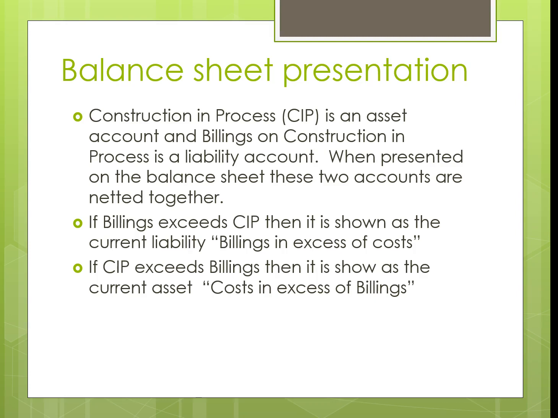When presented on the balance sheet, these two accounts are always netted together. If billings exceeds construction in process, then it is shown as a current liability called billings in excess of cost. If construction in process exceeds billings, then it is shown as the current asset, costs in excess of billings, just so you know how that is presented on the financial statements, the balance sheet. Now we'll go on and look at these problems.